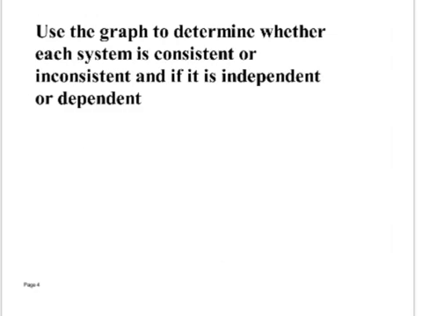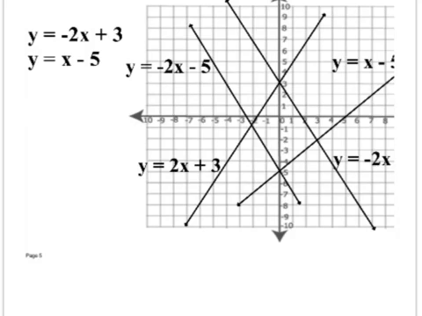Write this down. This is what the questions on homework will look like. It'll say use the graph to determine whether each system is consistent or inconsistent, and if it's independent or dependent. So what it does is it gives you a graph like this. There are 4 lines on here. This is y equals x minus 5. That's a 5 right there.